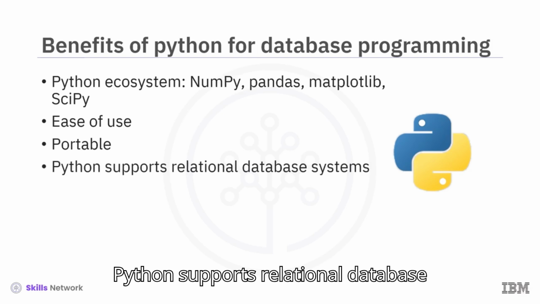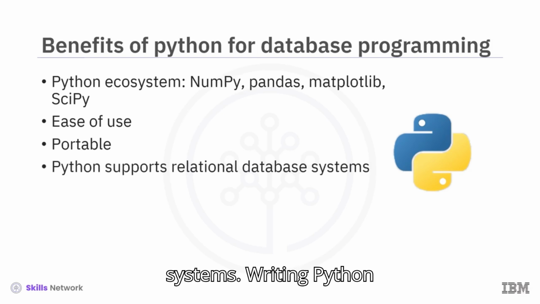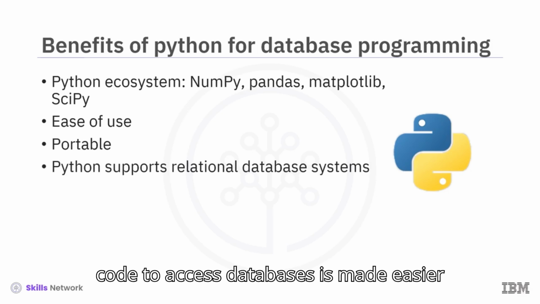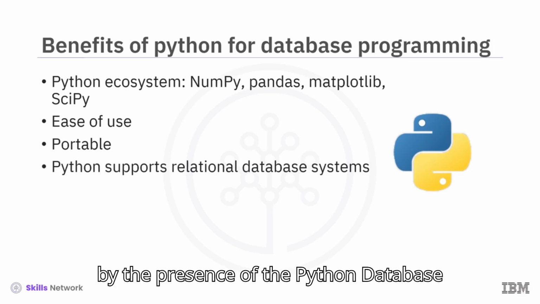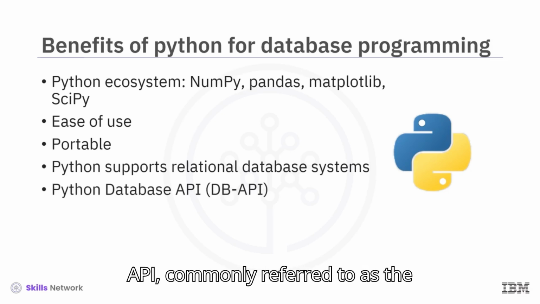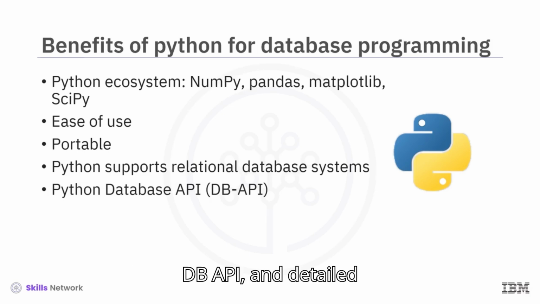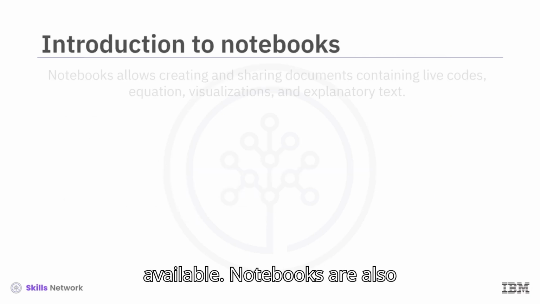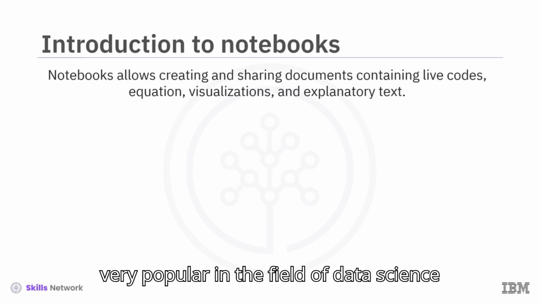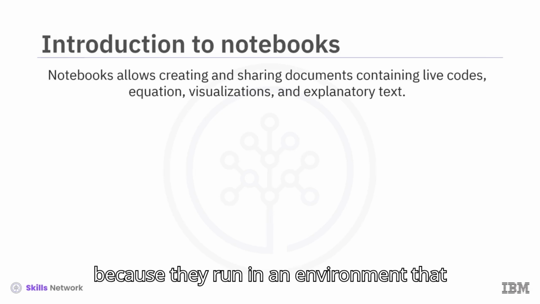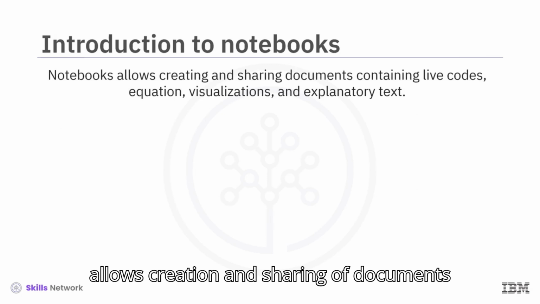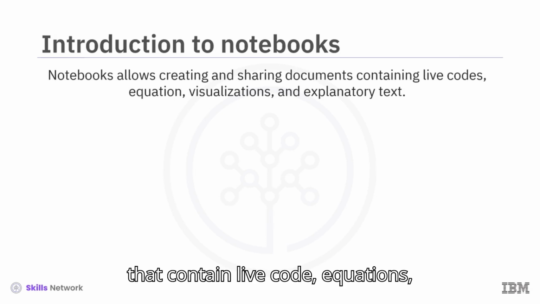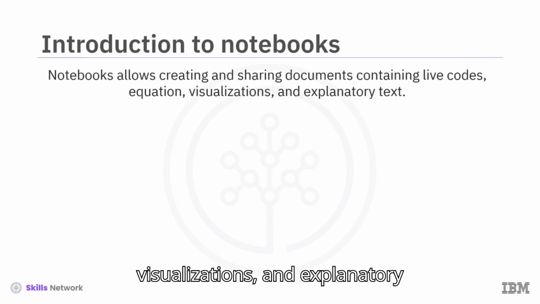Python supports relational database systems. Writing Python code to access databases is made easier by the presence of the Python Database API, commonly referred to as the DB API. And detailed documentation related to Python is easily available. Notebooks are also very popular in the field of data science because they run in an environment that allows creation and sharing of documents that contain live code, equations, visualizations, and explanatory text.